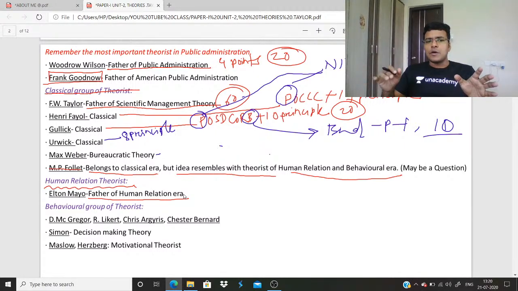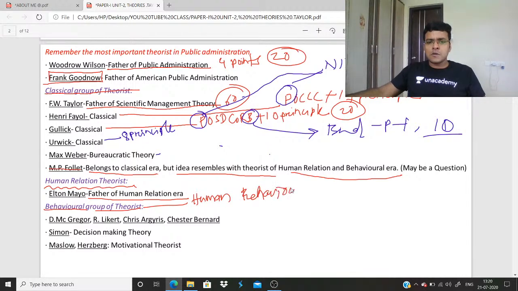So there are two ways you can write this. You can write this criticism under the classical theorists, or when you start the human relation theories, you start by saying that Elton Mayo gave his theorization criticizing the classical theorists. In this way, you can write. So now understand the classical group, human relation, and behavioral group. Very simple thing. From behavior, the word behavioral. That means these theories focused on human behavior in organization.